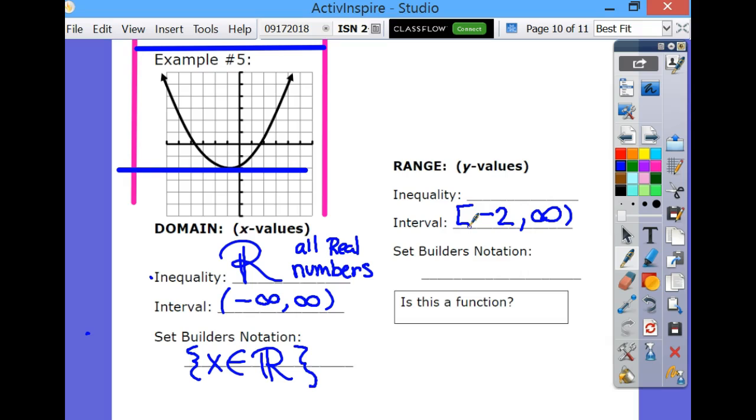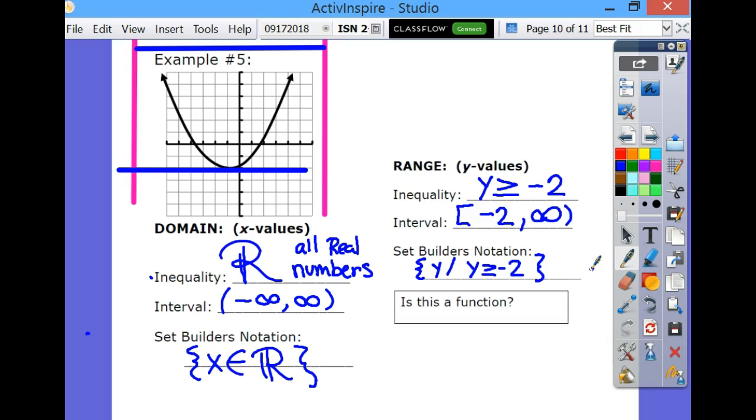In inequality notation, y is greater than or equal to -2. If it goes off the top of the graph, it's getting greater and greater and greater. In set builder notation, y such that y, in set builder notation, you have to have the brackets.